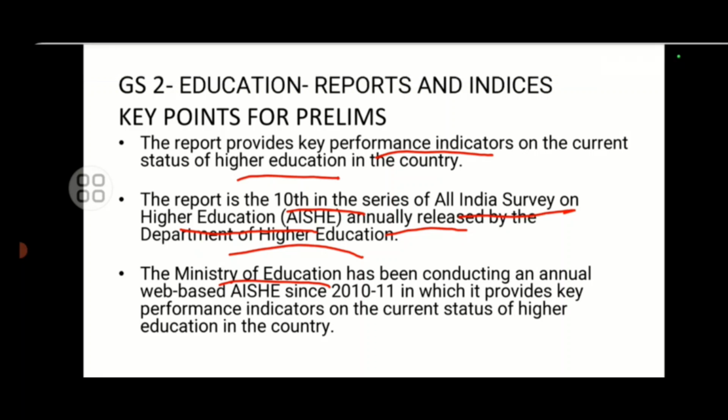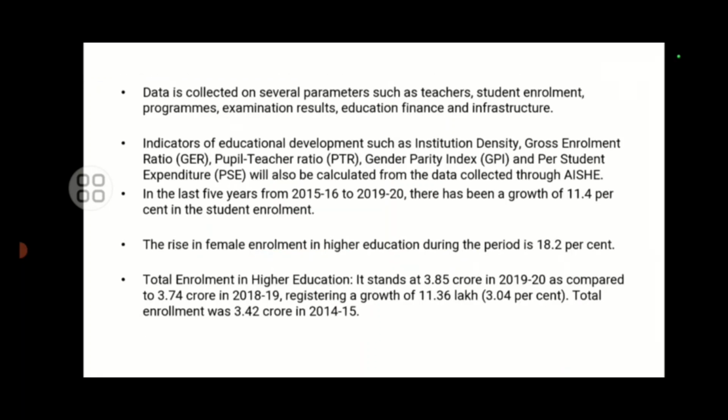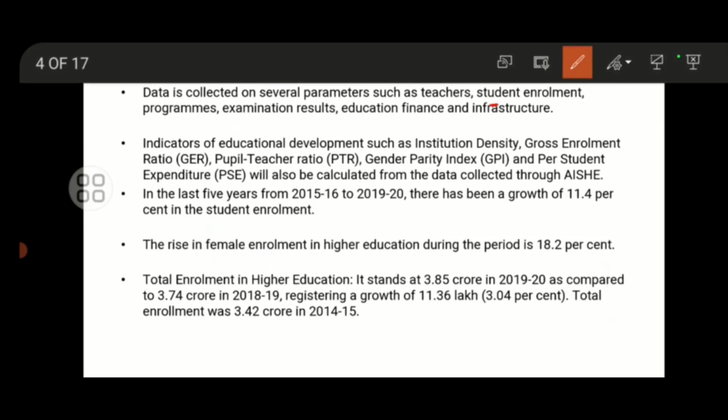So this is the current status of education, which you can write in mains also if any question comes on education. The data is collected with several parameters like teachers, students, enrollment, programs, examination results, finance and infrastructure. Educational development indicators such as institution density, gross enrollment ratio, pupil teacher ratio and gender parity index are also calculated in this survey. According to this survey, there has been a growth of 11.4% in student enrollment.